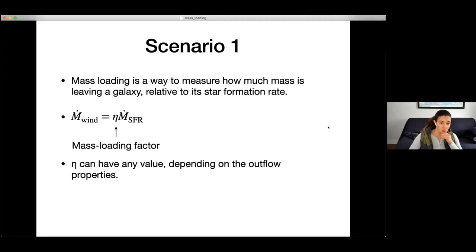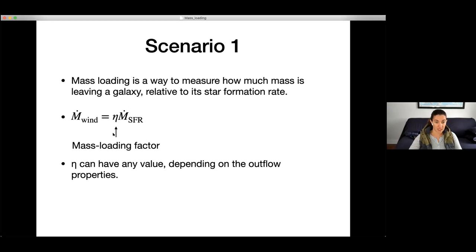I'll talk just quickly about those first two scenarios, because this is something that confused me a lot as a graduate student when I was starting to read these papers. So scenario one, I said, is I think the most common, mass loading as a way to measure how much mass is leaving a galaxy relative to its star formation rate. So this is the typical formula you'll see. Can you all see my cursor? Yeah, great. Right, so Ṁ_wind, just meaning the mass outflow rate in the wind that you're measuring, is equal to some factor, here I'm calling it eta, times Ṁ_SFR, the star formation rate. So just the mass formed in stars as a function of time.